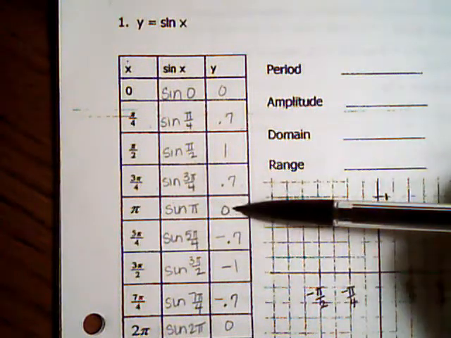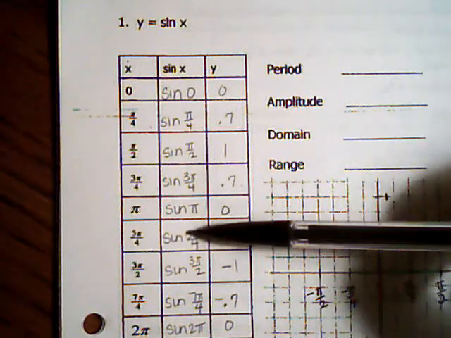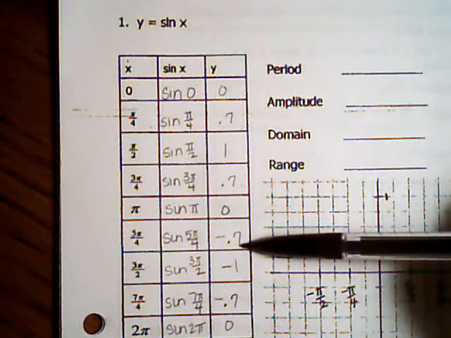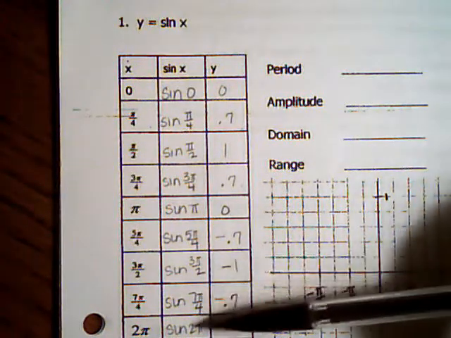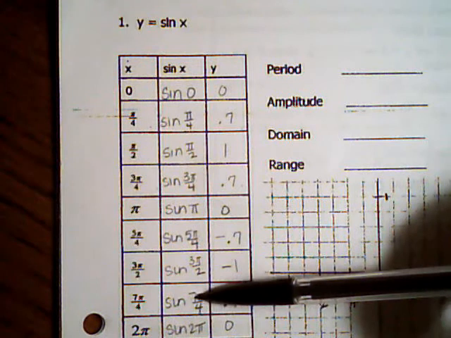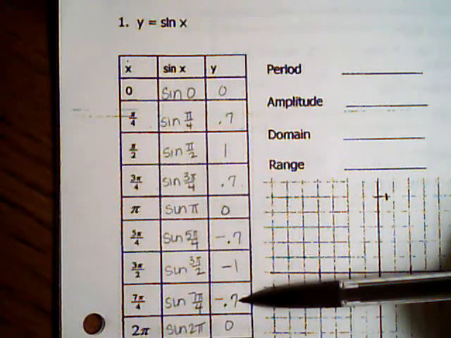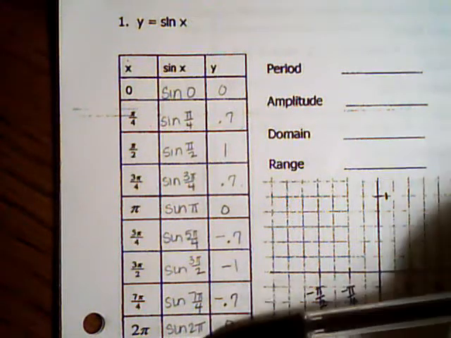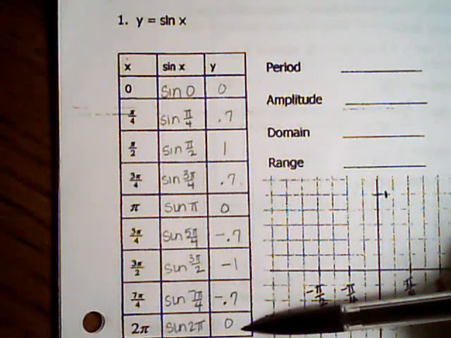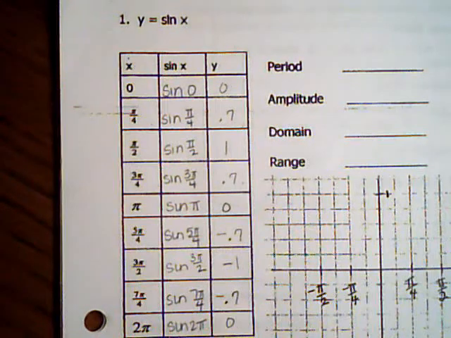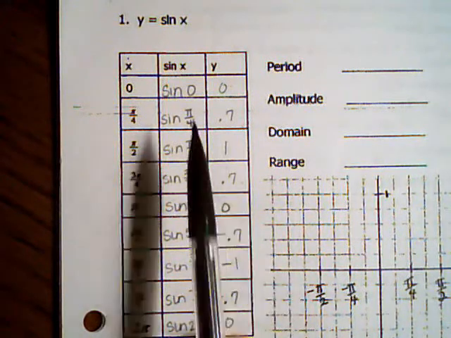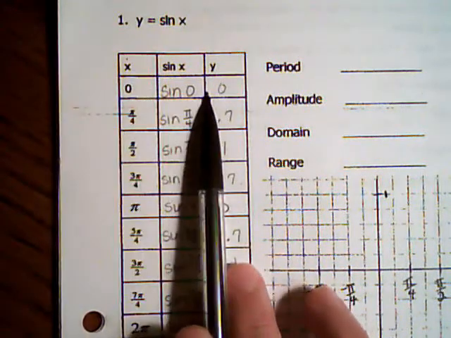The sine of pi is 0. The sine of 5 pi over 4 is negative 0.7. The sine of 3 pi over 2 is negative 1. And the sine of 7 pi over 4 is negative 0.7. And the sine of 2 pi is 0. Okay, so again, you may want to just take a few minutes to make sure you have these correct. And what we're going to do is actually plot the points, so the x and y coordinates that I have here.